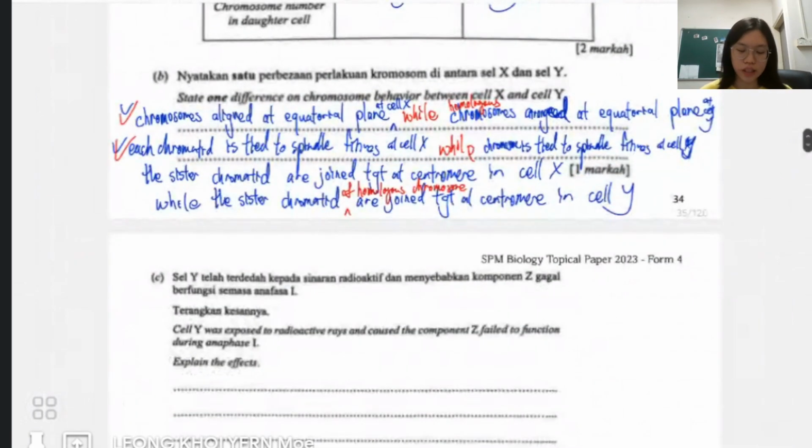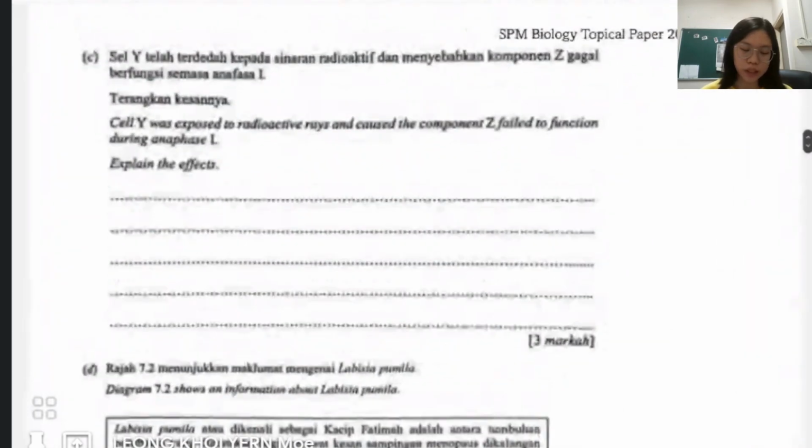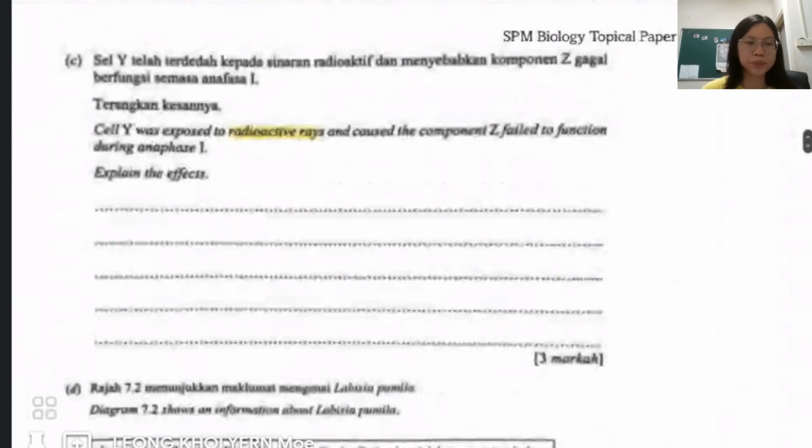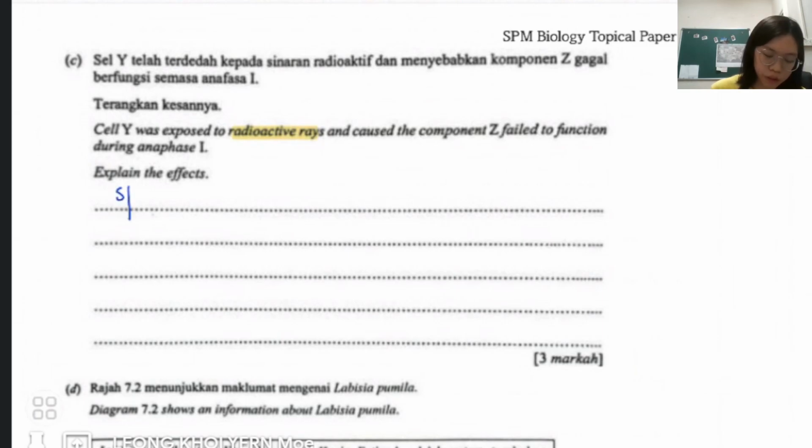And then followed by this question, cell Y is exposed to radioactive rays. They are hinting that it's a mutagen and causes component Z to fail to function. So when exposed to this radiation, it may hinder the process. What is actually component Z? Component Z is the spindle fiber that fails to form. So what happens next is the homologous chromosomes fail to separate, which will lead to non-disjunction. So component Z is basically the spindle fiber failing to form.